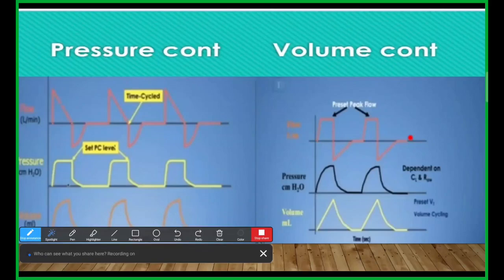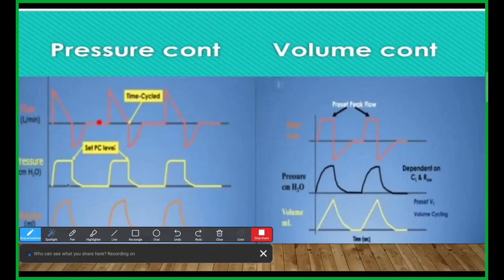Now, coming to the flow time scalar in pressure control ventilation. This type of scalar is called a decelerating ramp. Why is it called so? Because you set a constant pressure and your volume increases. That is, the flow increases up to the set pressure and then starts decreasing once the set pressure is reached. And now the expiration follows. The detailed explanation I will give you in the upcoming slides. So this is how the flow time scalar is defined in pressure control ventilation.